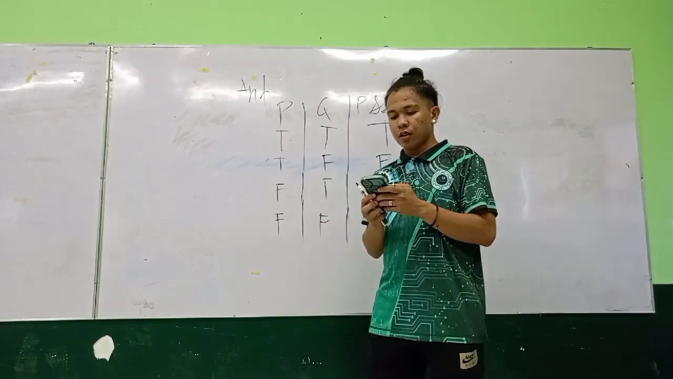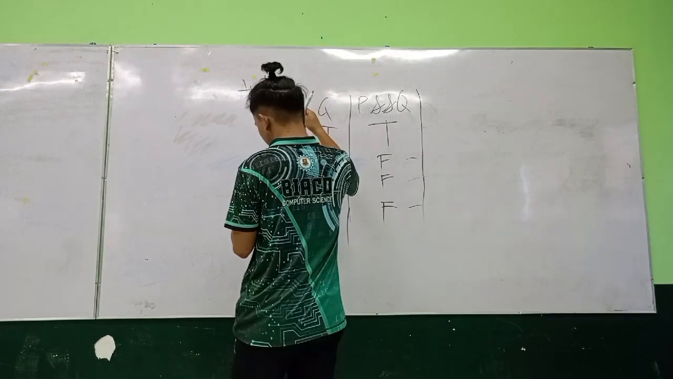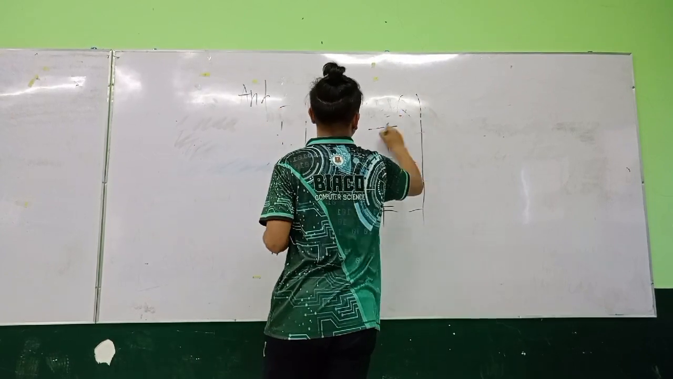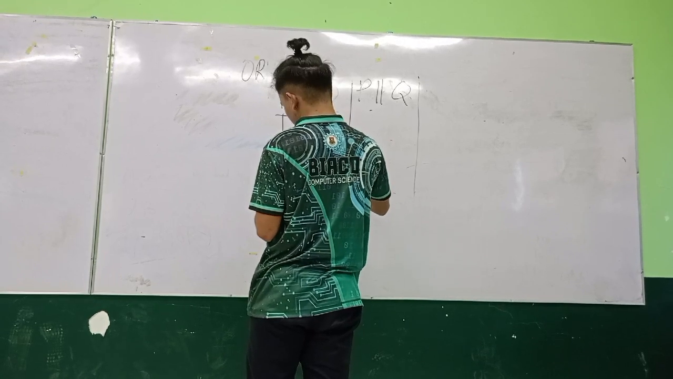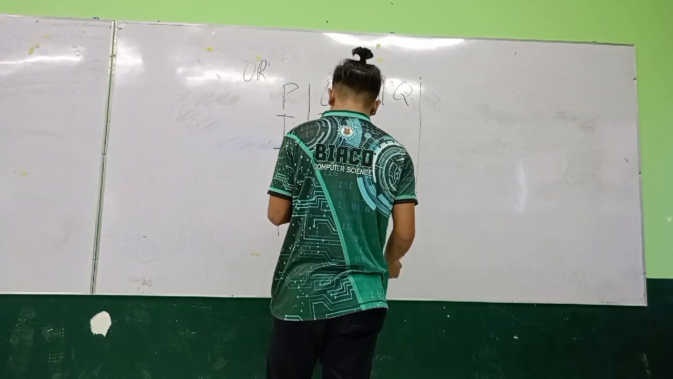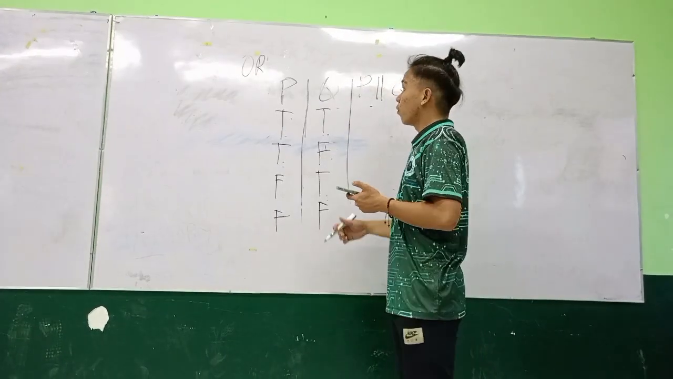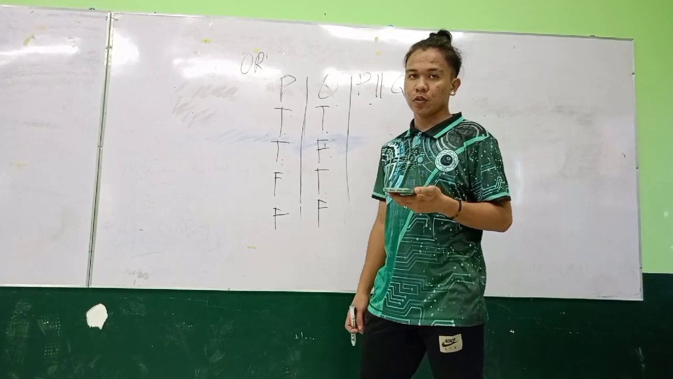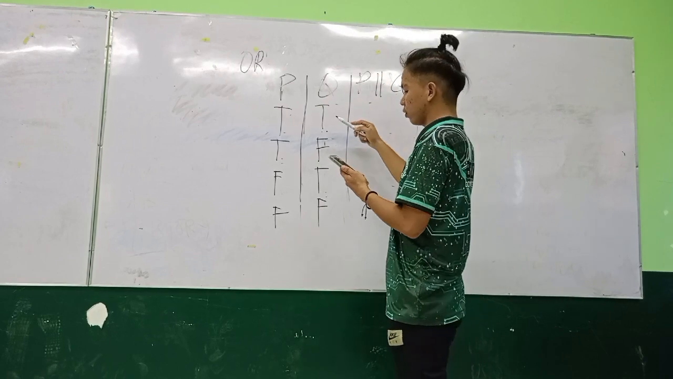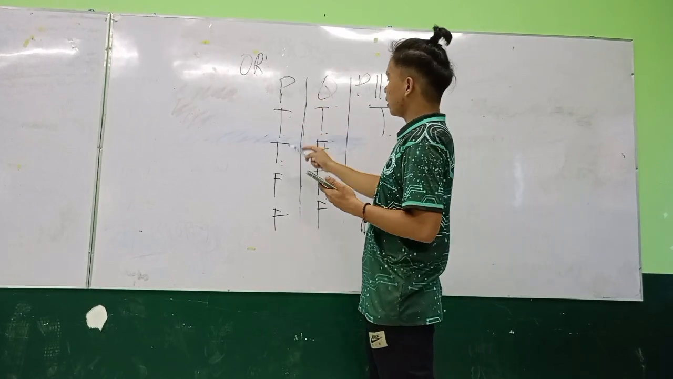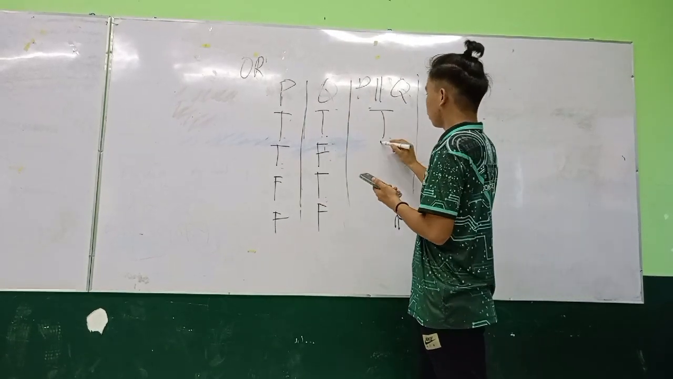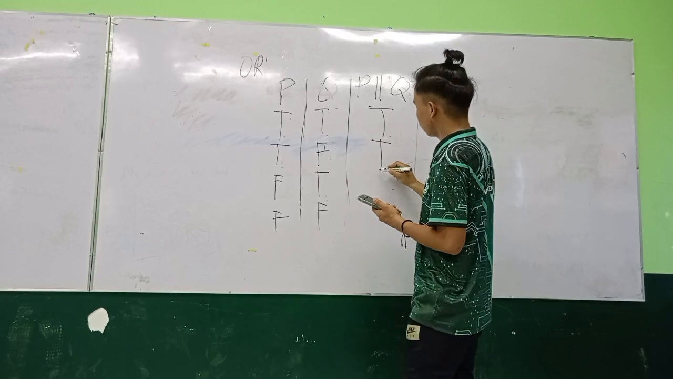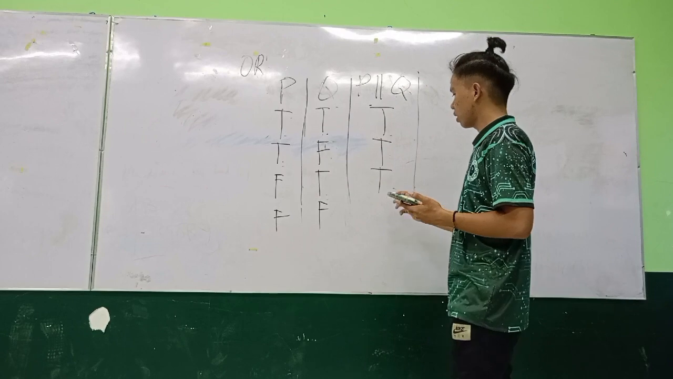The second is or. So, for or, P or Q is true when at least one of P or Q is true. So, P is true and Q is true, so this is true. P is true, Q is false, so this is still true. P is false and Q is true, this is also true. And P is false and Q is false, this is false.